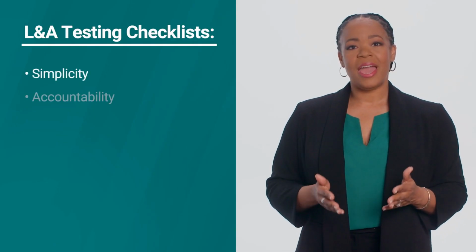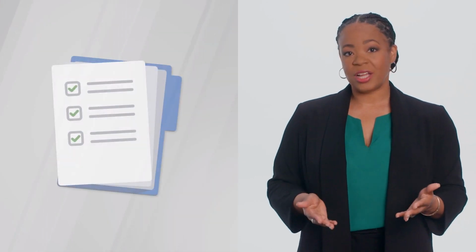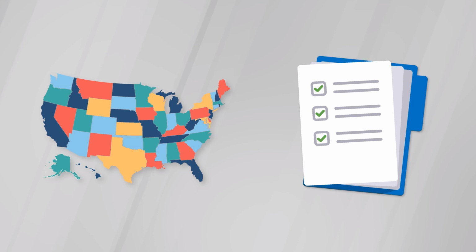For simplicity and accountability, it is helpful to lay out test procedures as a checklist that can be followed when testing each type and piece of equipment. Checklists can also serve as the documentation of a completed test. Your state may provide a standard checklist, but if not, consider creating your own simple form.